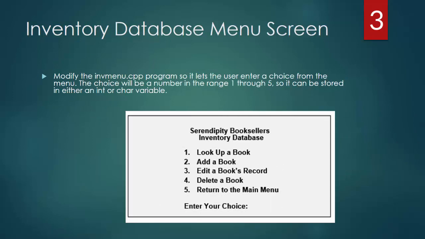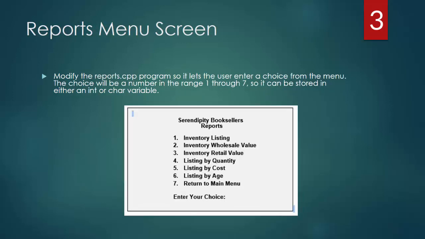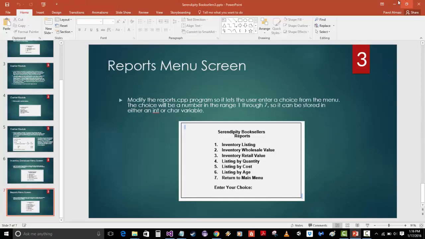Now the inventory database menu screen, we already have it set up, but again, just like with the main menu, we will enable the user to enter a choice from 1 through 5. And the same with reports, except the choice will range from 1 through 7. Now none of these will be verified or validated yet, meaning that if I enter number 8, for example, in the reports menu, it will still take it. This is simply to make sure that we are on the path to accept user input. So this is what we're going to be doing, so let's get right to it.